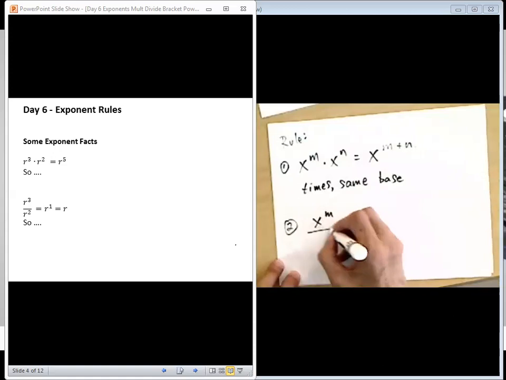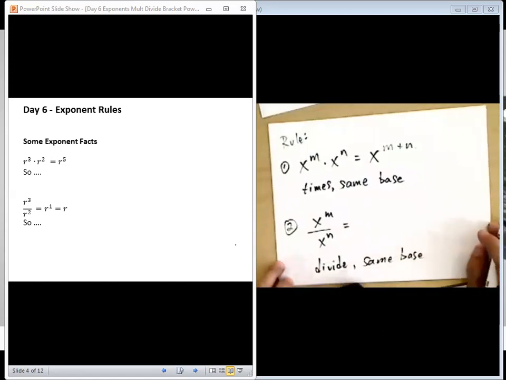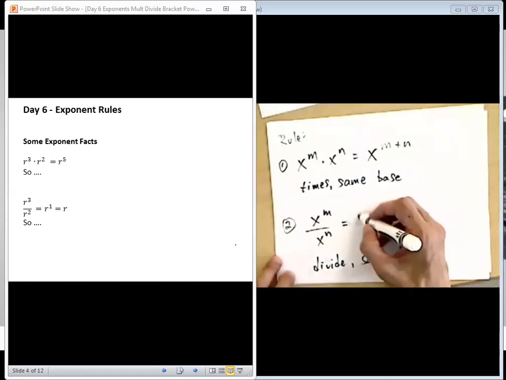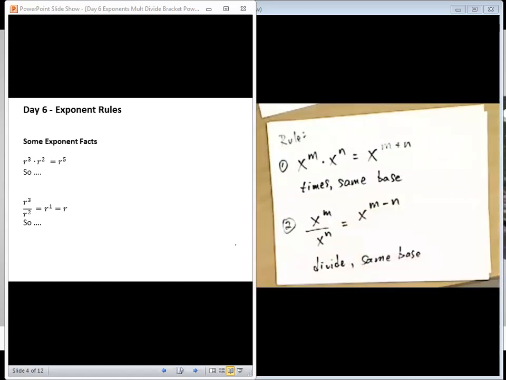More official math-like, number 2, guess what it's going to be? x^m over x^n, right? Yeah, it'll be dividing, just to remind you. Same base, that's still there. Looking good on the screen. How do we get them? A mathy version of subtracting those exponents from one another.